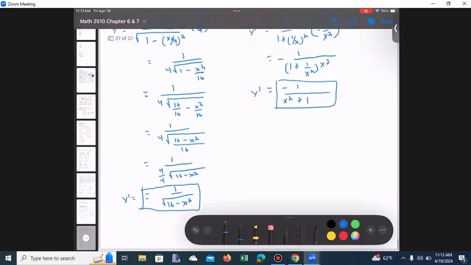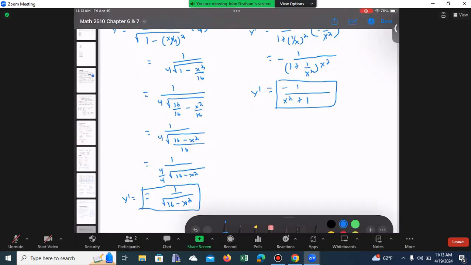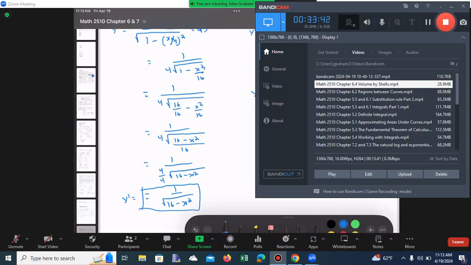All right, that's the end of section 7.5 and the end of the notes for Calc 1. And maybe you'll be in Calc 2. We'll see. Take care.